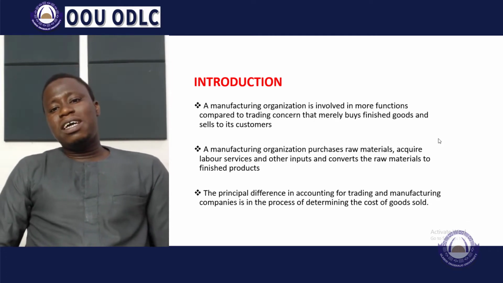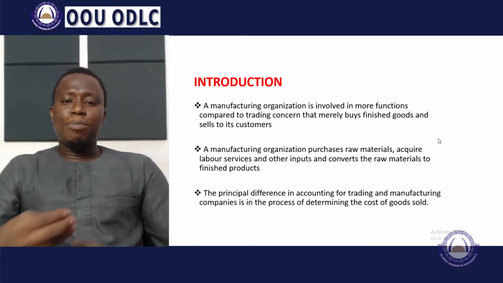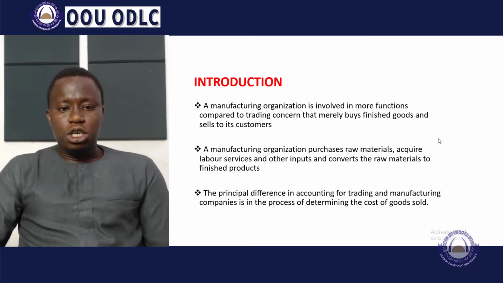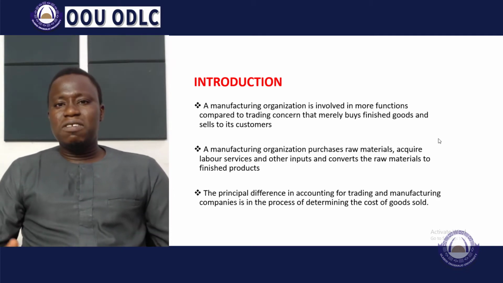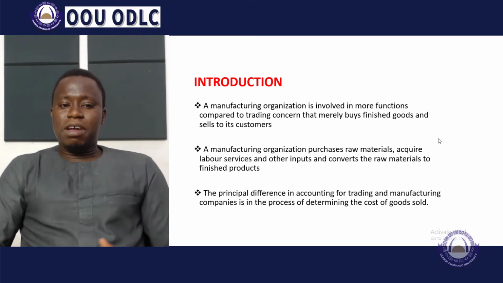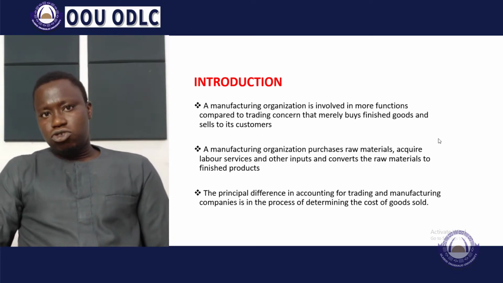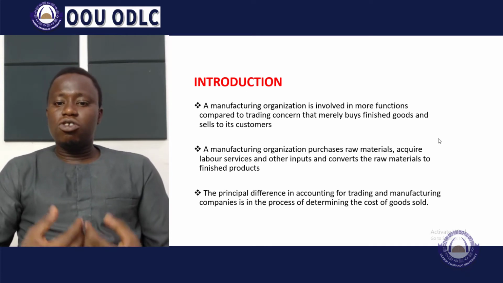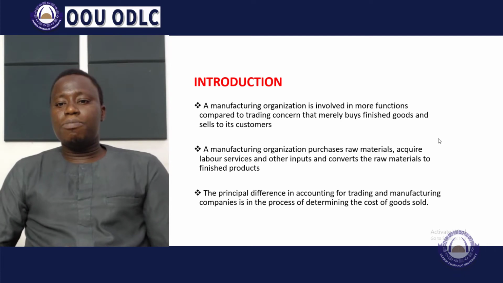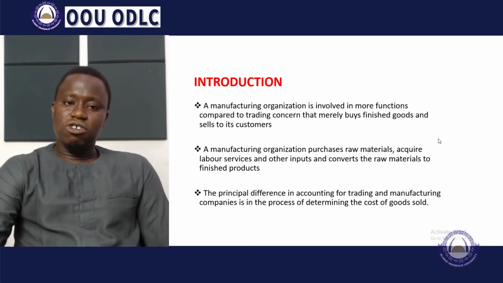The manufacturing organization is engaged in other functions like purchasing raw material, processing the raw material, or converting the raw material into a finished product. So the principal difference between a trading and a manufacturing company is the process of determining the cost of goods sold. In the manufacturing concern, the cost of goods sold usually comprises various cost components, which we are going to see as we go further in the study.